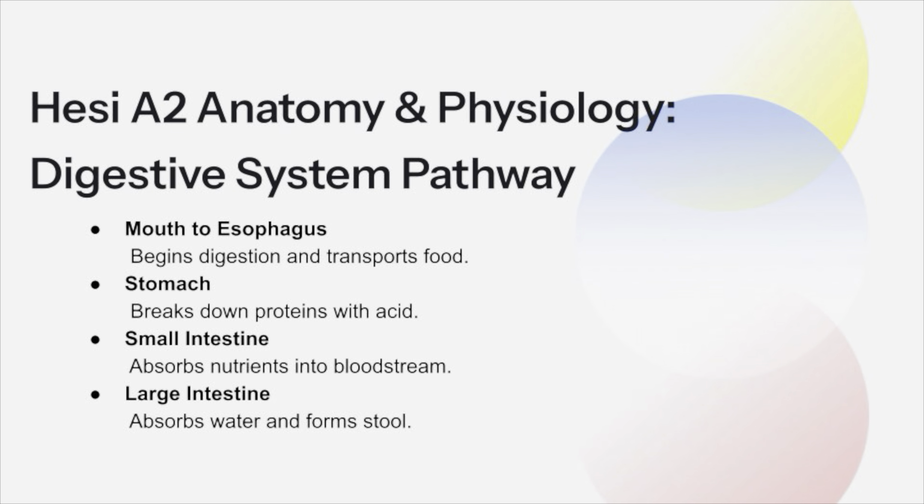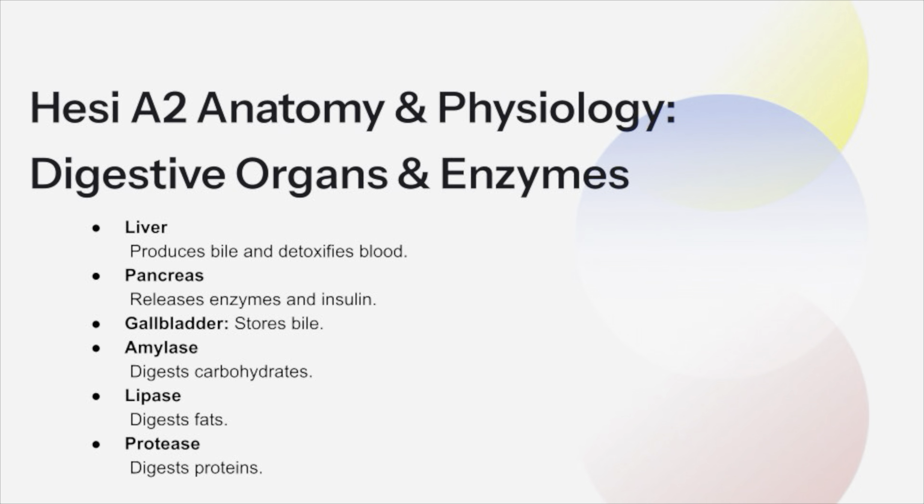The stomach mainly digests proteins. The small intestine is where most nutrient absorption occurs. The large intestine absorbs water. The liver produces bile and detoxifies the blood. The pancreas releases digestive enzymes and insulin. The gallbladder stores bile. And then it's important to know these enzymes that are part of the digestive system.